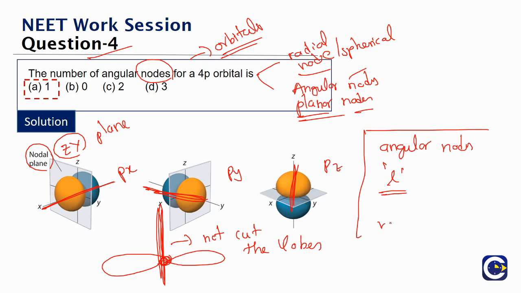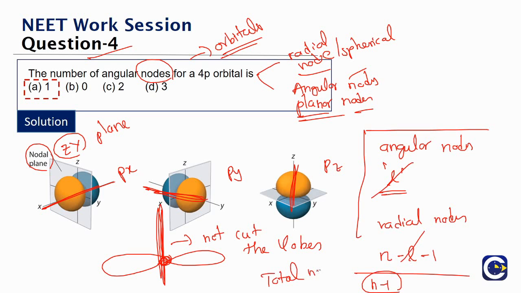Radial nodes or spherical nodes also have an empirical formula. It is n minus L minus 1, where n is the principal quantum number and L is the azimuthal quantum number. If you add both of them, the plus L and minus L cancel, so that will be equal to n minus 1. So n minus 1 is the empirical formula for the total number of nodes.